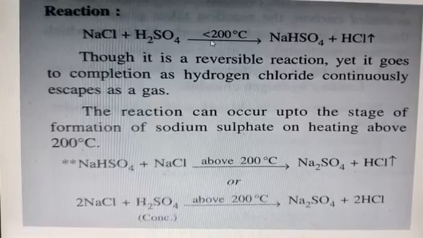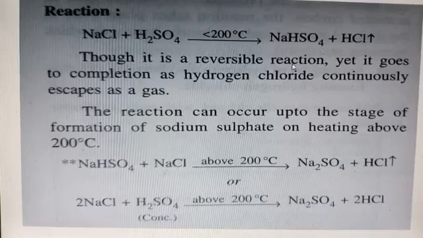For now, just remember that this mixture is to be heated below 200 degrees Celsius and we will get sodium hydrogen sulfate, or in other words sodium bisulfate, along with hydrogen chloride gas. So in this way we prepare hydrogen chloride gas. Though it is a reversible reaction, yet it goes to completion as hydrogen chloride continuously escapes as a gas.